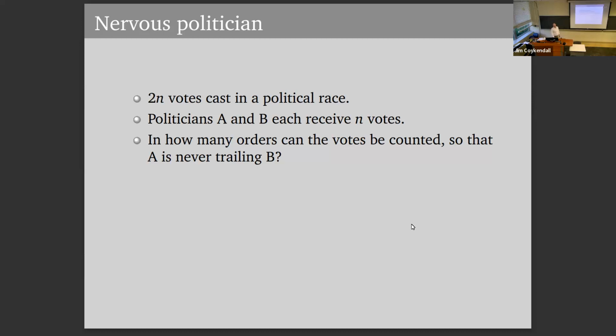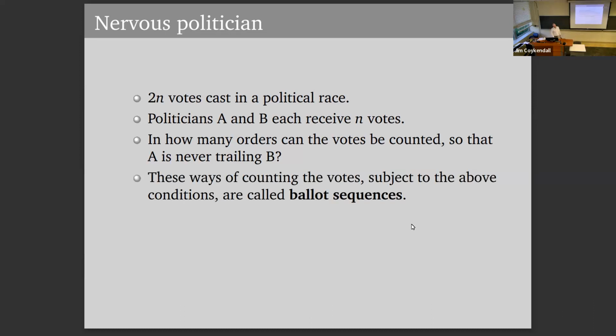Basically, there's 2n votes cast in a political race, and the two politicians, A and B, each receive the same number of votes. So no matter how you count them, no matter what order you count the votes in, it's going to end up tied. But apparently, A is very nervous, and bad things are going to happen if he's trailing at any point. So how many ways can we count the votes so that A is never trailing B?